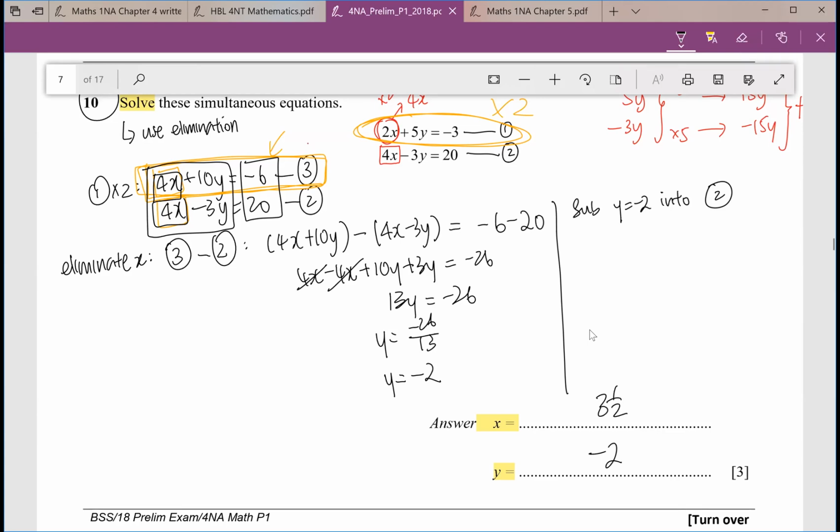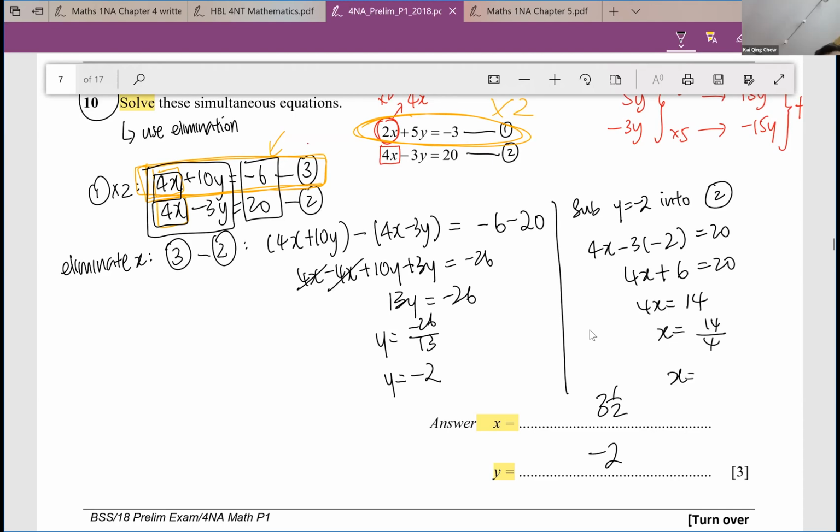Let's go for 2 first. So I put in y equals -2. So 4x plus 6 equals 20. So 4x equals 20 minus 6, which is 14. So x equals 11? What nonsense. Then 14 divided by 4 equals 3.5. Huh? 14 divided by 4 is 3.5.